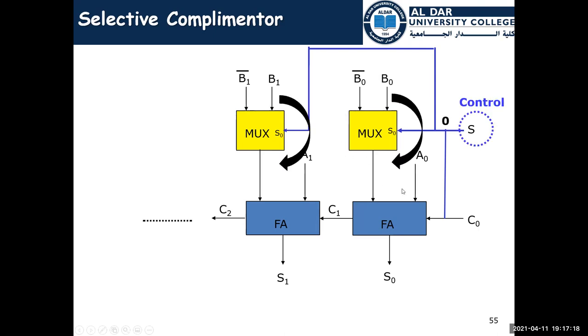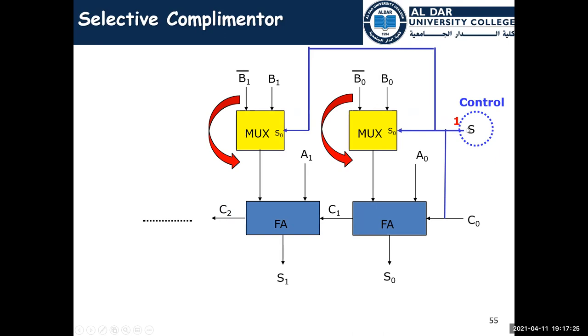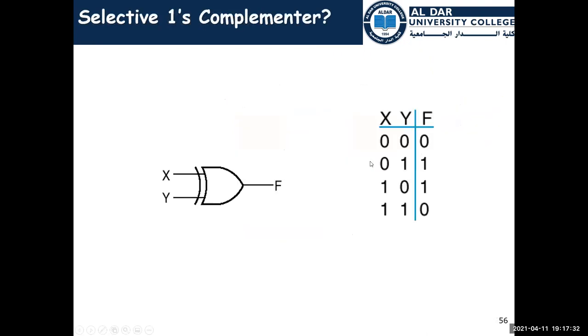But how to implement this multiplexer? This is the control. If this is zero, the multiplexer will output B0. If this is one, the multiplexer will output B0 complement. Accordingly, we want to have this multiplexer. If you think about the X and Y here, X is the control. If this is S, what do you expect? If S is zero, I move the data without a change: zero is moved to zero, one is moved to one, there is no change. But if it is one, this means it is complement. So zero is moved to one and one is complemented to zero. This means we can use this circuit as a multiplexer.